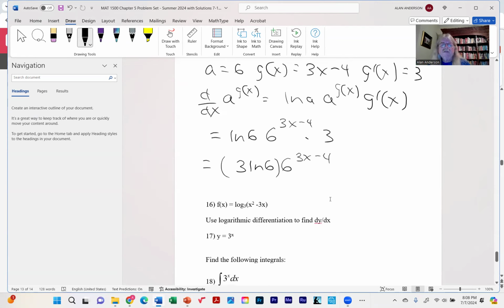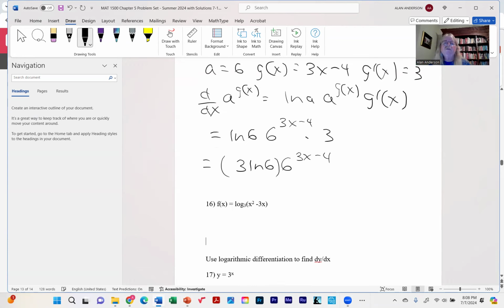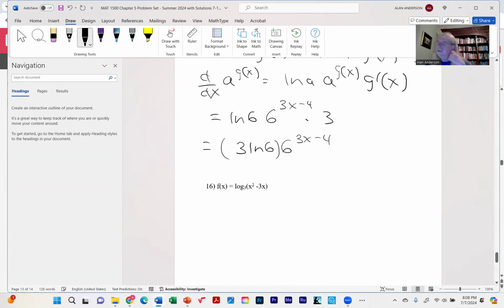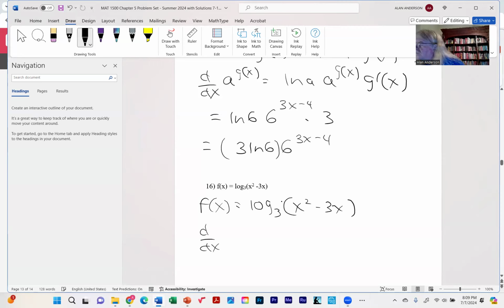All right. How about this one? Ooh, now this one has a log other than base e. So there's a rule for this one too. All right, so we need a rule for the derivative of log a of g of x. Okay, let's go find it. There it is. Well, what do you know? It's g prime of x.